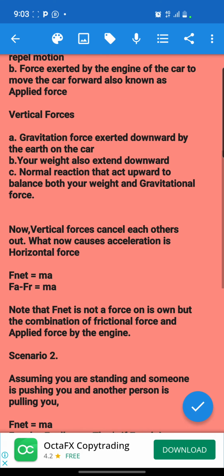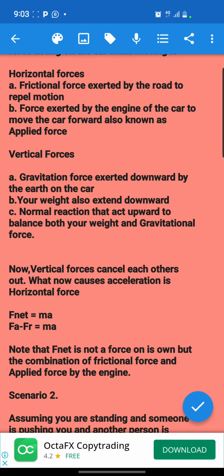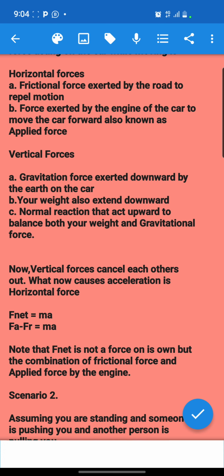Now there are vertical forces also acting on the body, on the car, on the keke napep. The first vertical force is called gravitational force, exerted downward by the earth on the car. The earth is always exerting gravitational force on us and on every object. The second force is your weight. You are sitting in the car, so your weight is also acting downward on the car. Now there's a force that will balance the two forces acting downward. That's the normal reaction, acting upward to balance both your weight and the gravitational force.